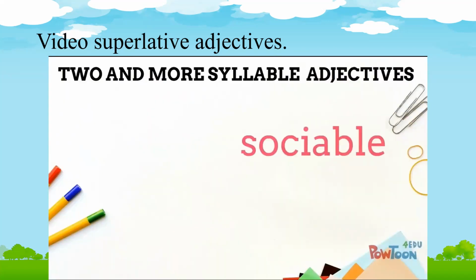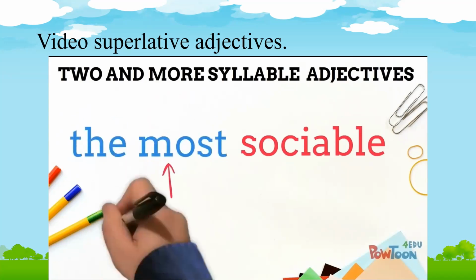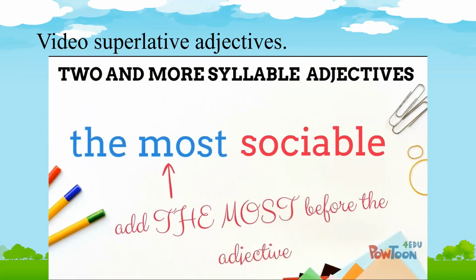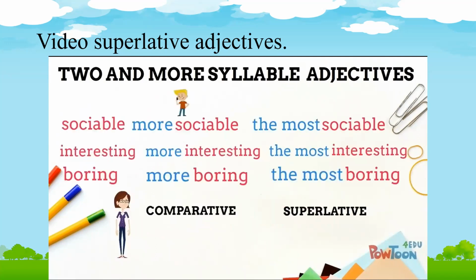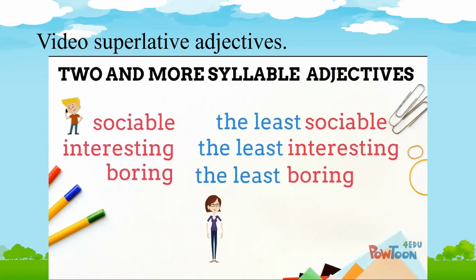We make the superlative form of two and more syllable adjectives by adding the words the most before the adjective. For example, the most sociable. And again, let's read comparatives and superlatives together. More sociable, the most sociable. More interesting, the most interesting. More boring, the most boring. The opposite of the most is the least. The least sociable, the least interesting, the least boring.